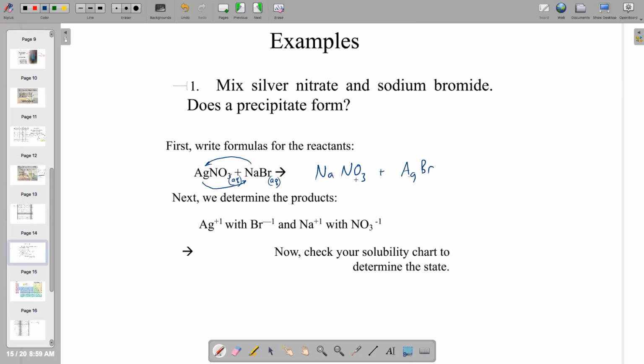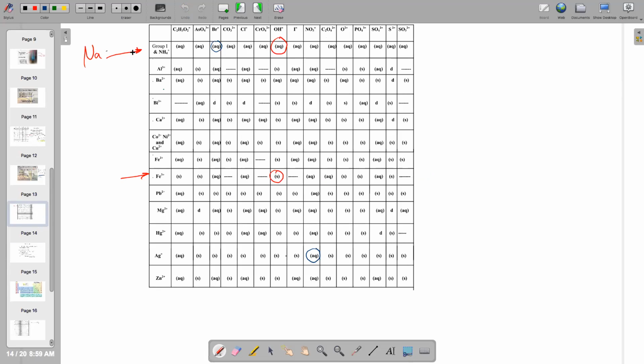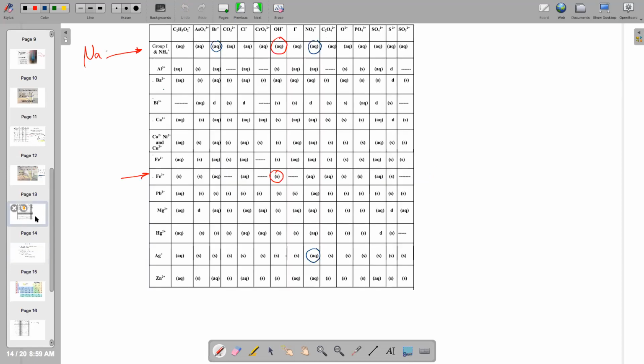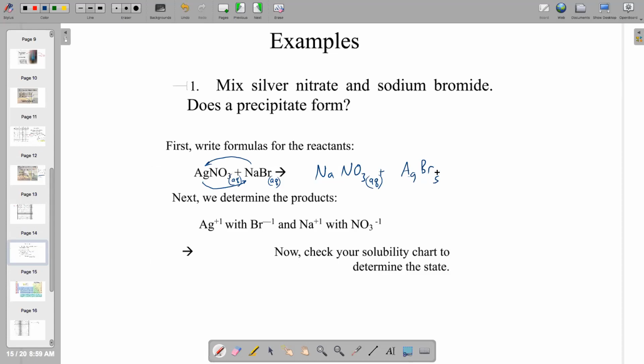Now, sodium nitrate. So what's up with the sodium nitrate? Is sodium nitrate soluble? Is there an AQ in the chart for sodium nitrate? So sodium is a group 1 element, and sodium nitrate is right here. So sodium's group 1 under nitrate. It says AQ. So this is aqueous. And then silver bromide. So silver is right here, and you go to bromide, silver bromide says solid. So when this reaction takes place, silver bromide is solid.